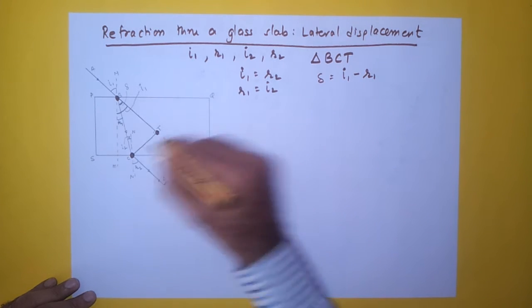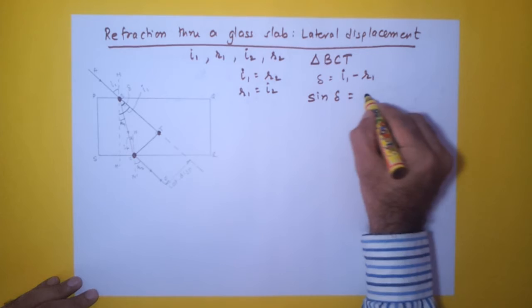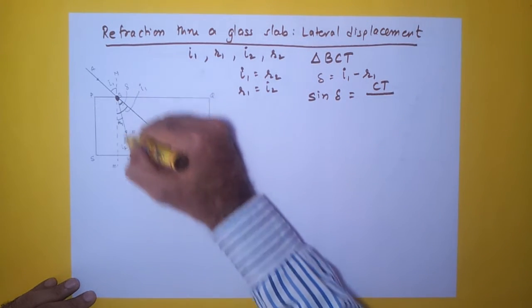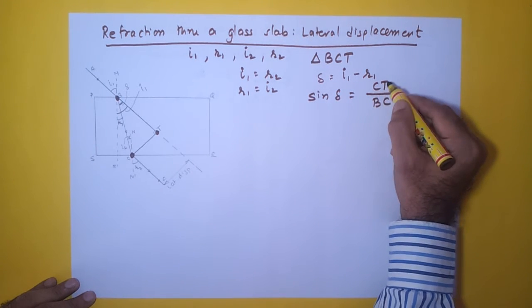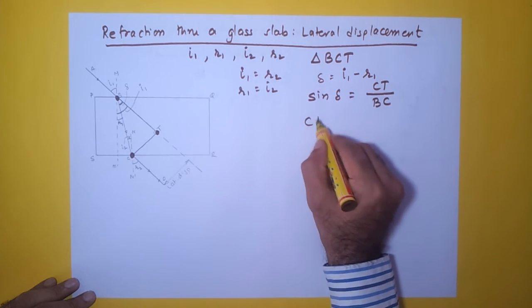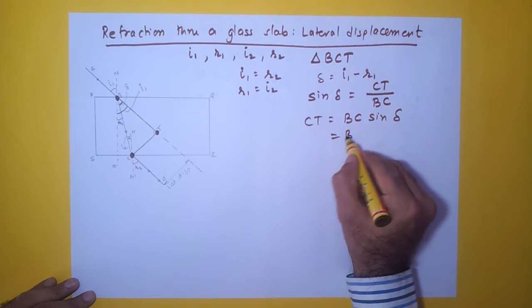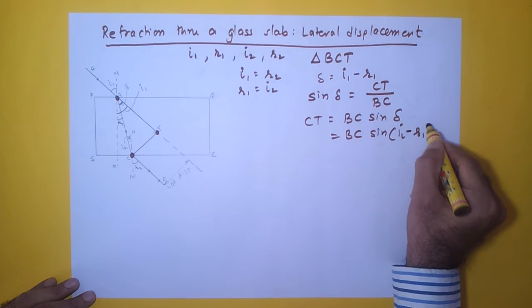So if I focus my attention on triangle BCT, sine delta is equal to the opposite side, that is CT, upon the hypotenuse, which is BC. And I'm interested in finding out the value of CT. So I get CT is equal to BC into sine delta. So this is BC into sine of (I1 minus R1).